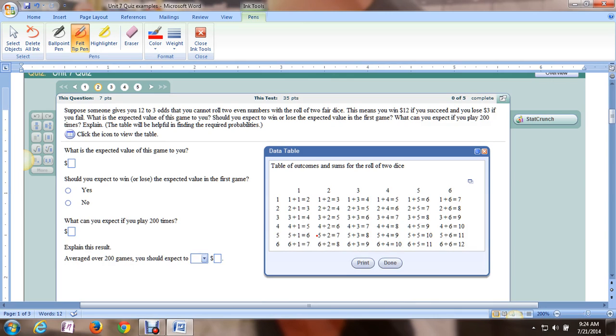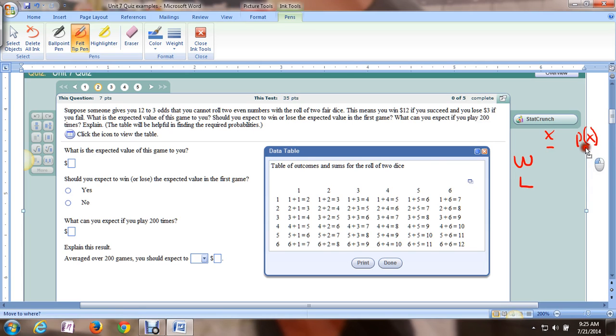Okay, here's another one. It says someone gives you 12 to 3 odds. You can't roll two even numbers. That means you win $12 if you succeed, and you lose $3 if you fail. And they want to know the expected value of this game to you. And so, again, you're either going to win or lose this bet. And you're going to have two outcomes. And each outcome has a probability with it.